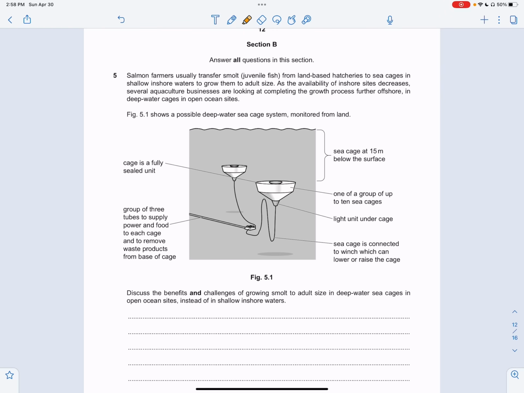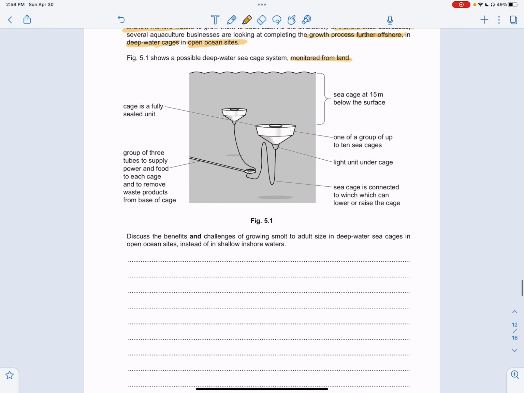Salmon farmers usually transfer smolt or juvenile fish from land-based hatcheries to sea cages in shallow inshore waters to go to adult size. As the availability of inshore sites decreases, several aquaculture businesses are looking at completing the growth process further offshore, and that's what this is going to focus on, in deep water cages and open ocean sites. So we see a possible deep water cage system, and it's monitored from land.